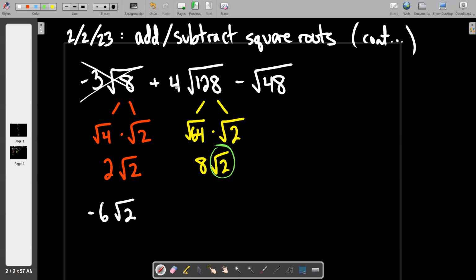So let's take that 4 that we almost forgot about and multiply it by 8, and we're going to get a plus 32 roots of 2. Okay, and then I'll switch colors one more time. Let's break down this root 48.